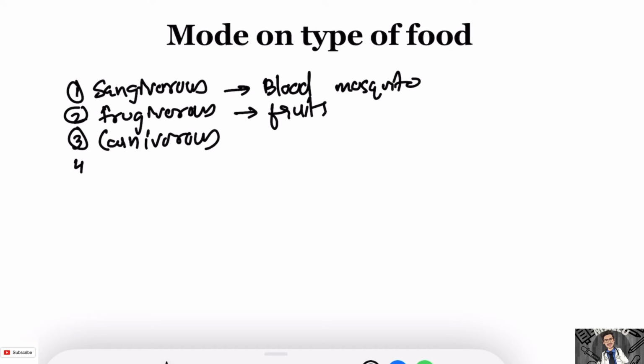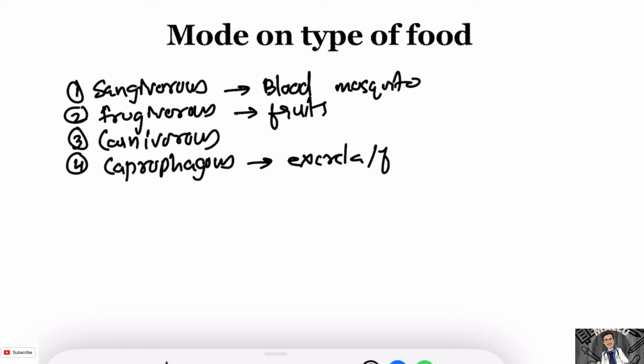Then we have coprophagous. Coprophagous means they consume their own excreta or their own feces. Okay, an example is rabbit. Quite astonishing, right? Yes, they eat their own excreta or waste products.